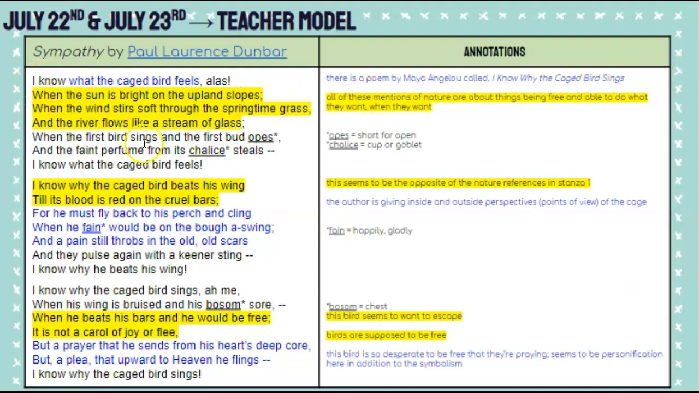"When the sun is bright on the upland slopes, when the wind stirs soft through the springtime grass, and the river flows like a stream of glass." I kind of took a moment there and thought, wow, all of this mentions nature, about things being free and able to do what they want when they want. You know, a river does what it wants. So does the sun, so does the wind. So it was just kind of interesting in terms of the feeling that the author is creating here.